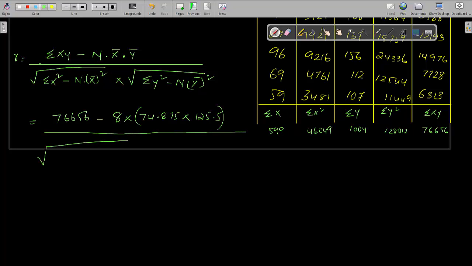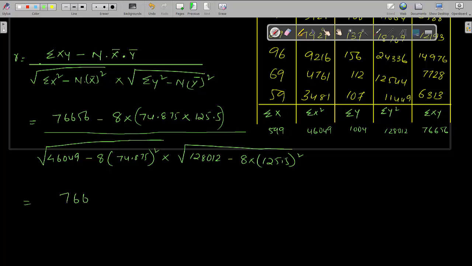Here, let's put this again. Sigma x square is 46049, minus n, which is 8, into 74.875 square, into sigma y square, which is 128012, minus 8 into our y mean, 125.5 square.